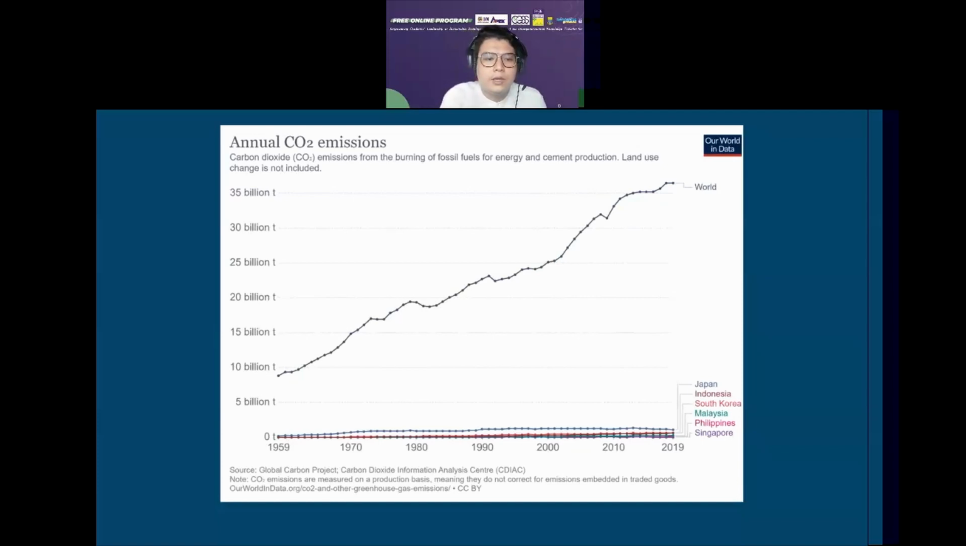But look at this, over the past 50 years, there have been little signs of reducing our CO2 emission, and we are at the highest right now at 35 billion tons of CO2 emission produced. This is from the burning of fossil fuels for energy and cement production. So if we don't help in reducing our CO2 emission, in another 50 years, this number might double or even triple.